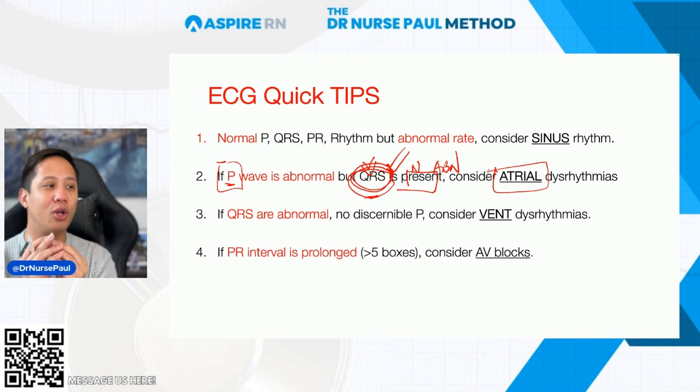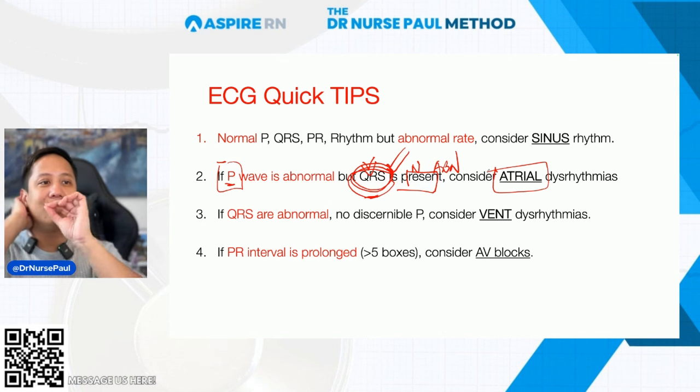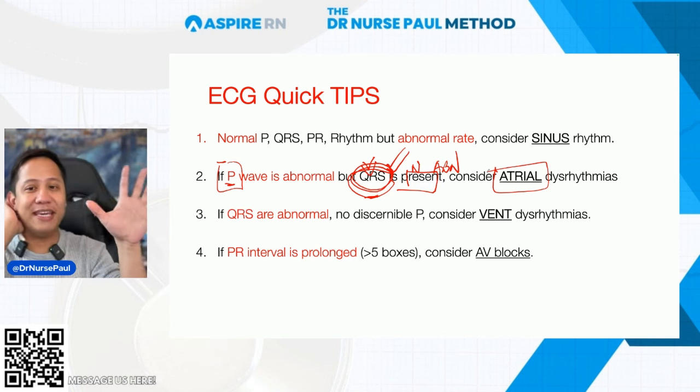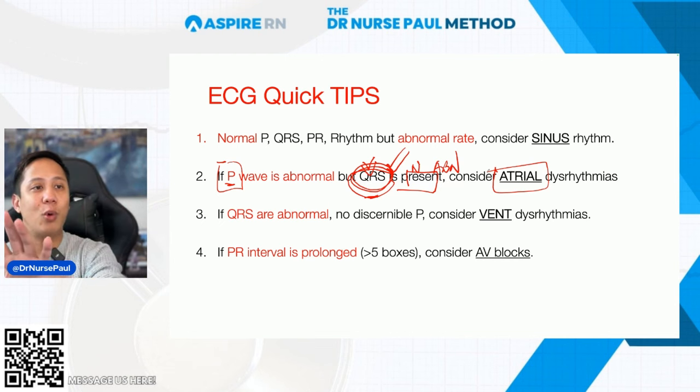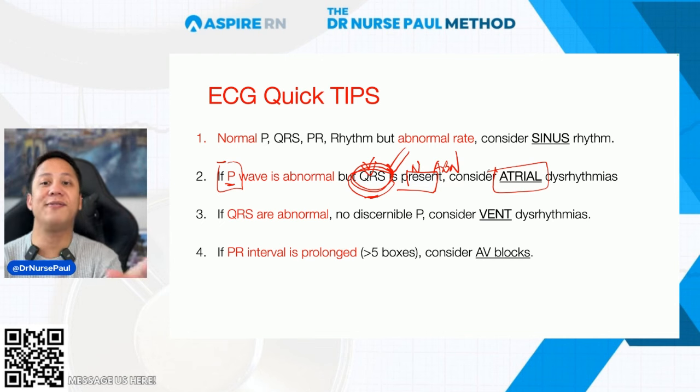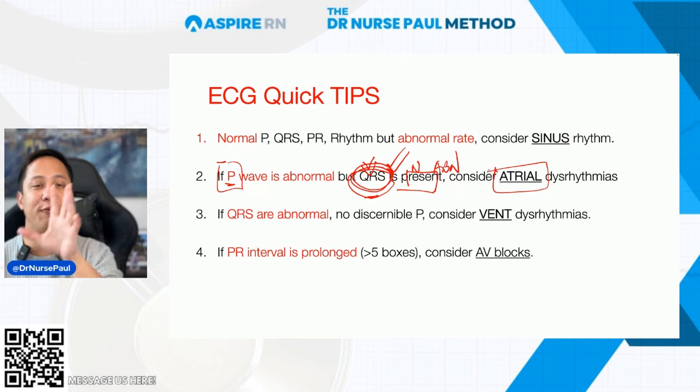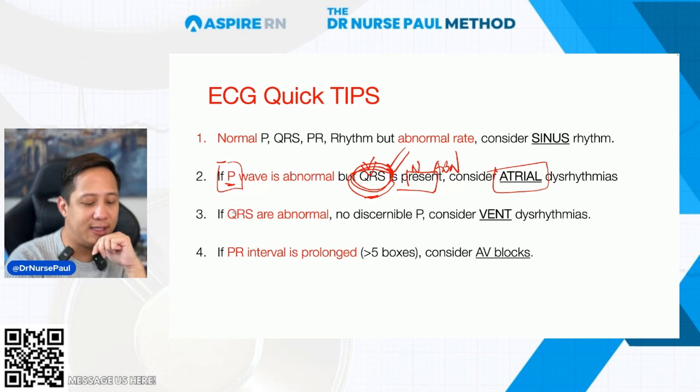Remember these pearls, because we're going to apply this later. Again, for atrial problems, which part of your five EKG parameters is the problem? What wave will have abnormality if we're looking for atrial dysrhythmias? It's the P wave. Very good.